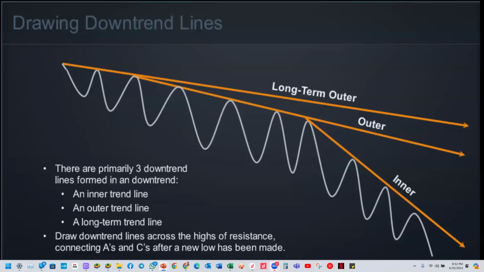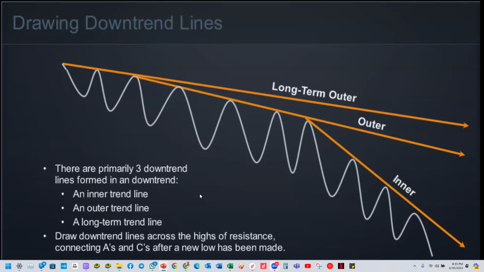But when the market wants to change direction, what the market will normally do is break the trend line. This is the trend line, for instance. The market will break this trend line. When the market breaks the inner trend line, it is normal that the market will gravitate to the outer trend line. When the market breaks the outer trend line, it will gravitate to the long-term trend line. And when the market breaks the long-term trend line, that is a full confirmation that the market has changed direction.